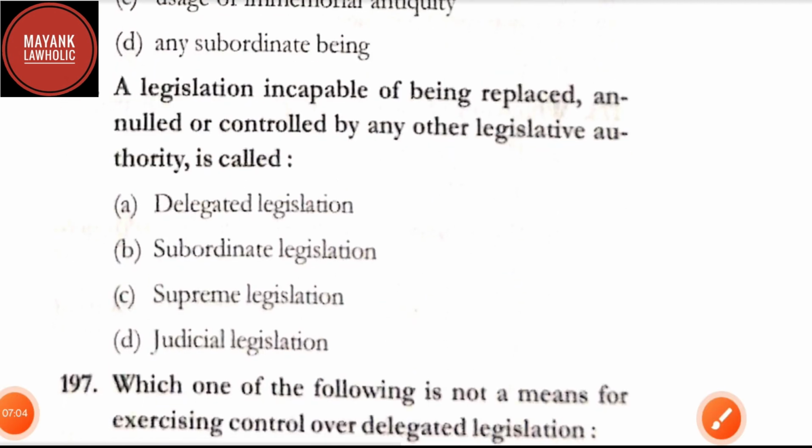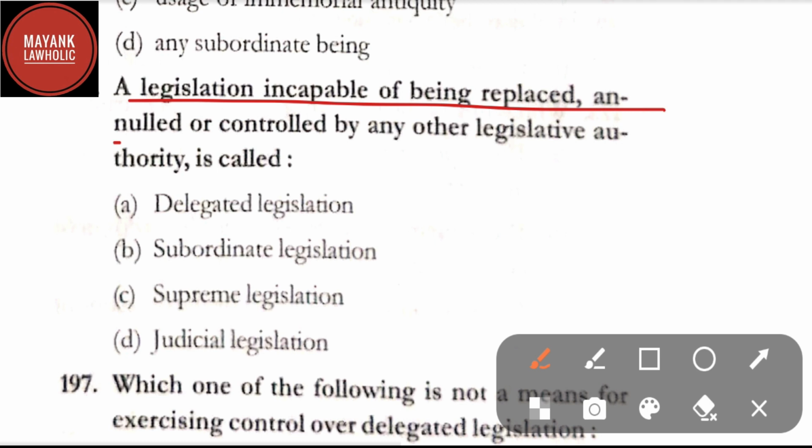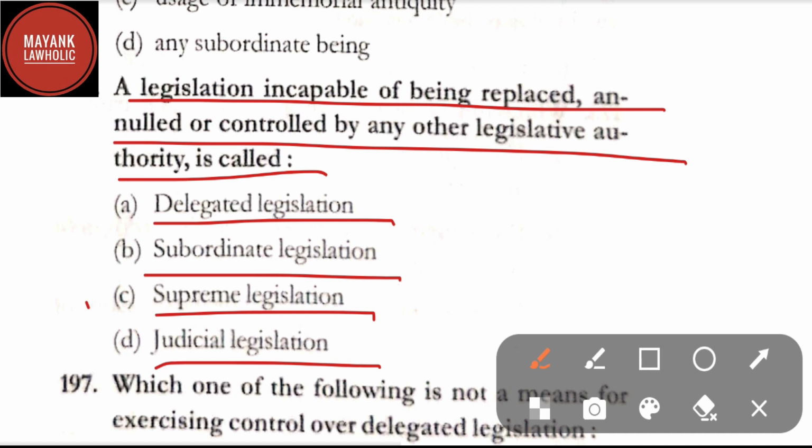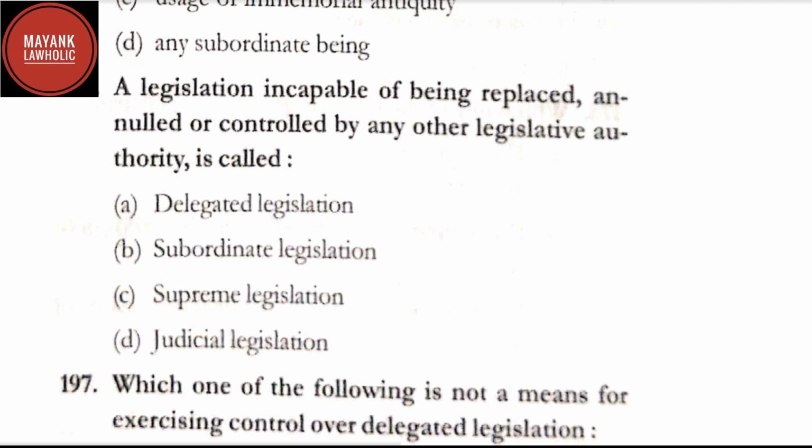Question number 196. A legislation incapable of being replaced, annulled, or controlled by any other legislative authority is called option A, delegated legislation, option B, subordinate legislation, option C, supreme legislation, and option D, judicial legislation. Here in question number 196, the correct answer is option C, that is supreme legislation.